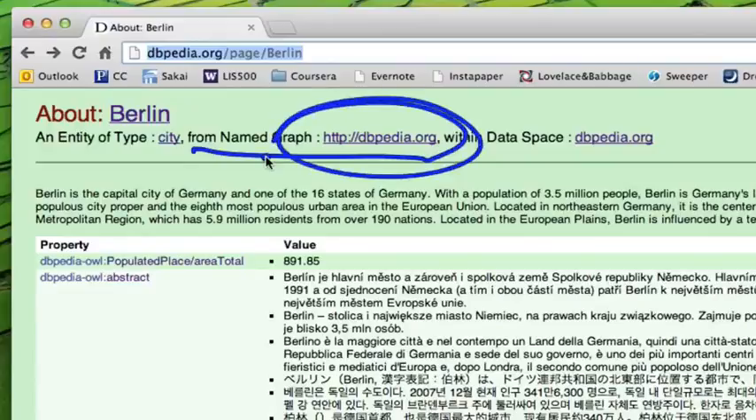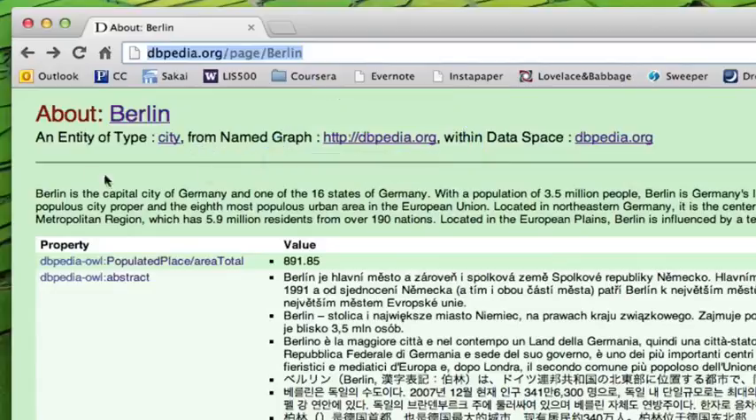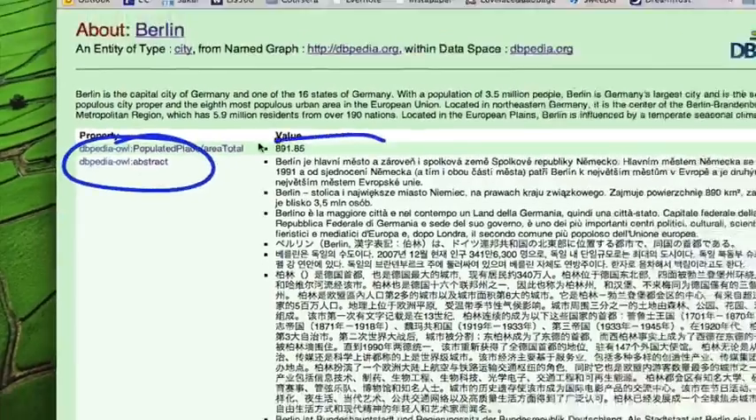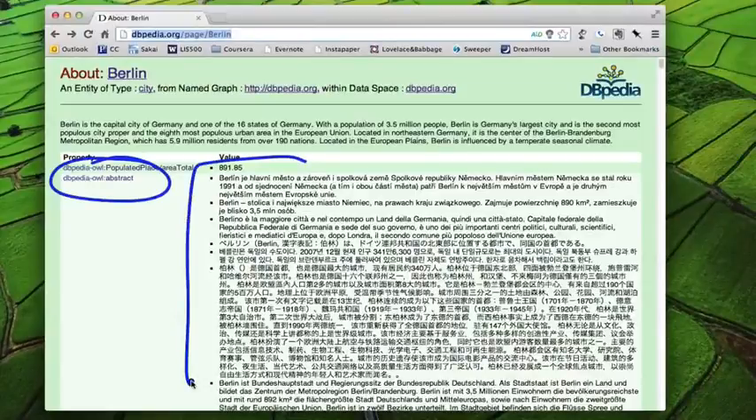It is a labeled graph because, as I said in the previous video, all of the edges and nodes have labels on them. They're all entities and named relationships between those entities. So the first thing we have is the abstract in a whole bunch of languages, all of which are pulled from different language versions of Wikipedia.